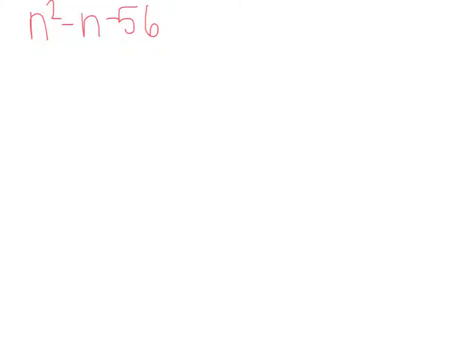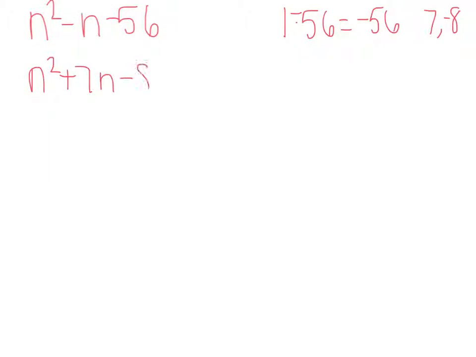This problem is n squared minus n minus 56. So first, you are going to multiply 1 times negative 56, and it will get you negative 56. So you want to find factors that will subtract to get negative 56, and that is 7 and 8, and it will be a negative 8. So then you can put those into your new equation. So it will be n squared plus 7n minus 8n minus 56.